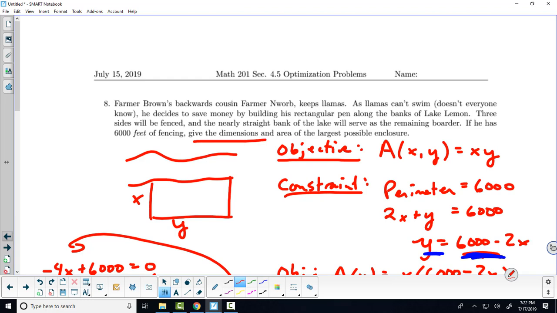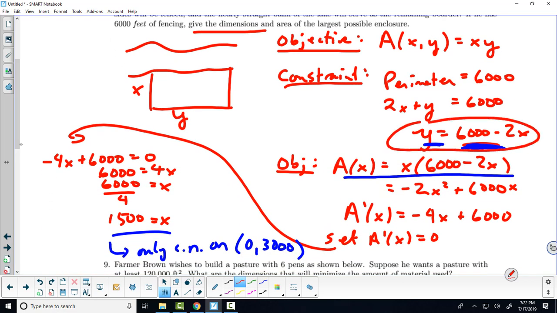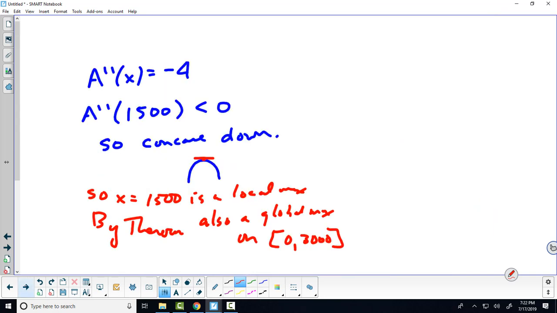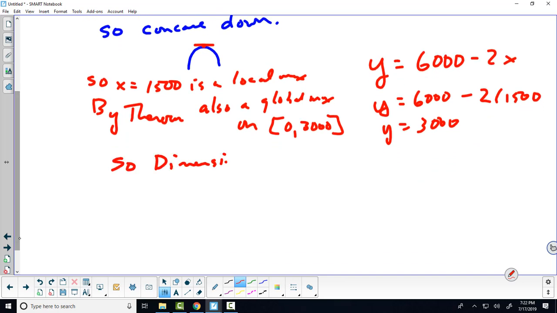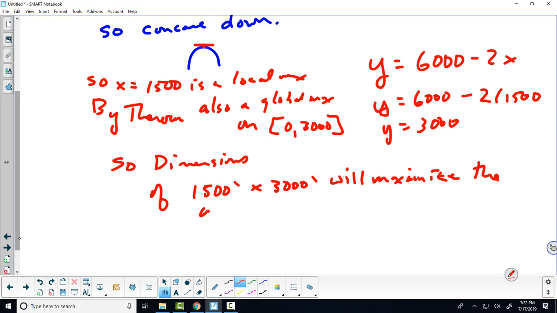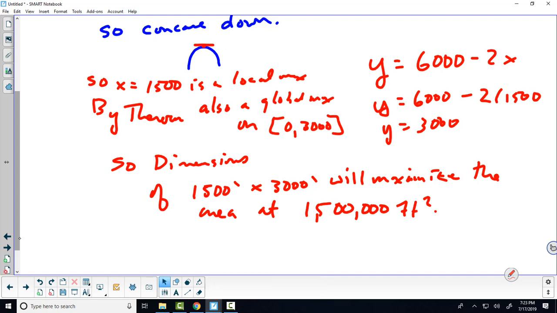Okay. So let's go ahead and find the y value. So I'm going to go back to here, where we found y in terms of x. So we said, okay, y is equal to 6,000 minus 2x. So when x is 1,500, we get that y is equal to 3,000. So the dimensions of 1,500 feet by 3,000 feet will maximize the area at 15 and a bunch of zeros. 1, 2, 3, 4, 5. 1.5 million feet squared will be the area of this pasture.